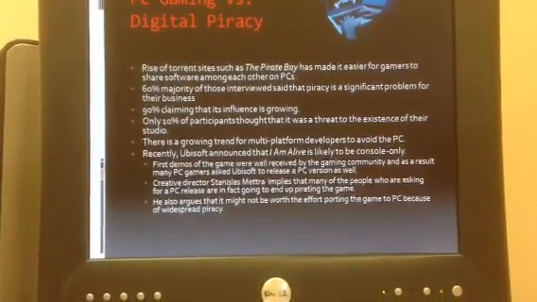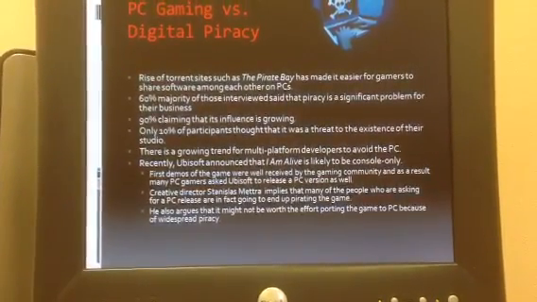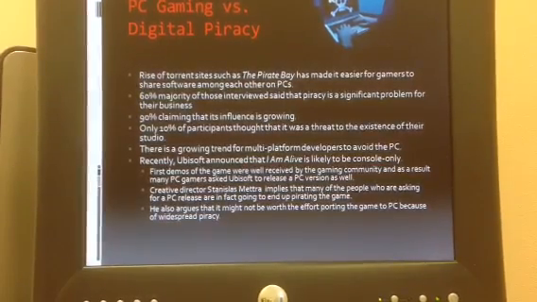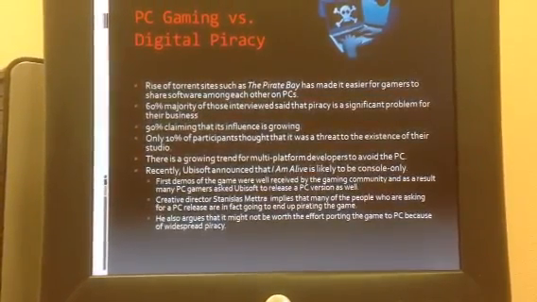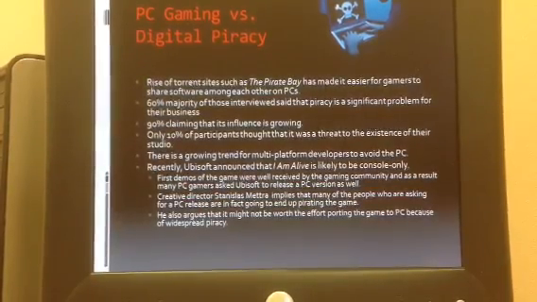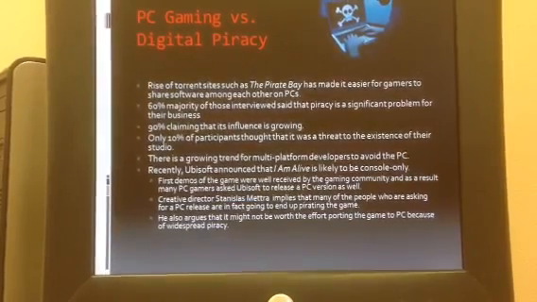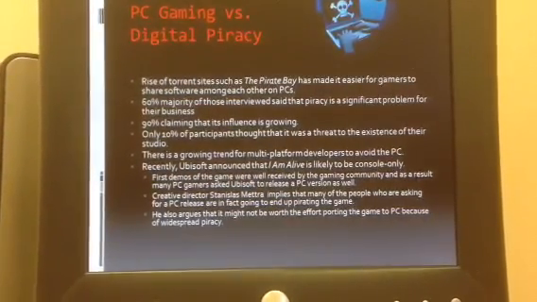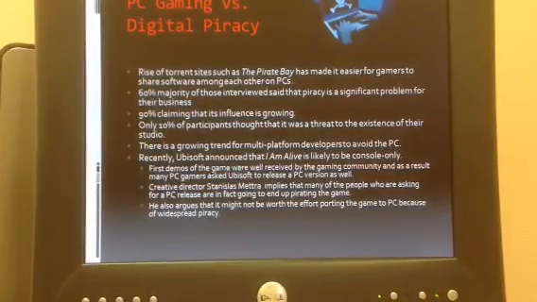We're also going to talk about PC gaming versus digital piracy in addition to the software piracy. The rise of torrent sites such as the Pirate Bay has made it easier for gamers to share software among each other on PCs. 60% of the majority of those interviewed said that piracy is a significant problem for the business, with 90% claiming that its influence is growing. There is a growing trend for multi-platform developers to avoid the PC because of these problems.